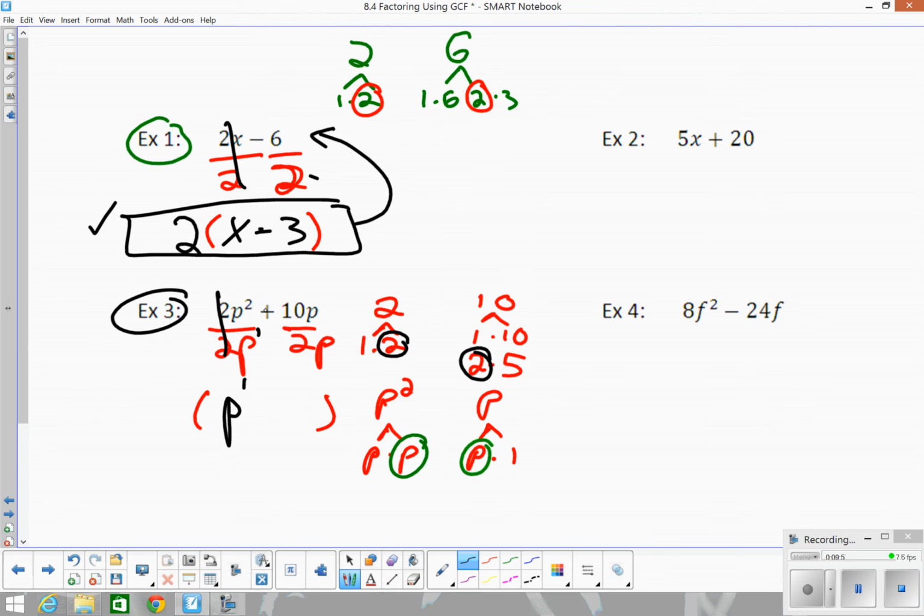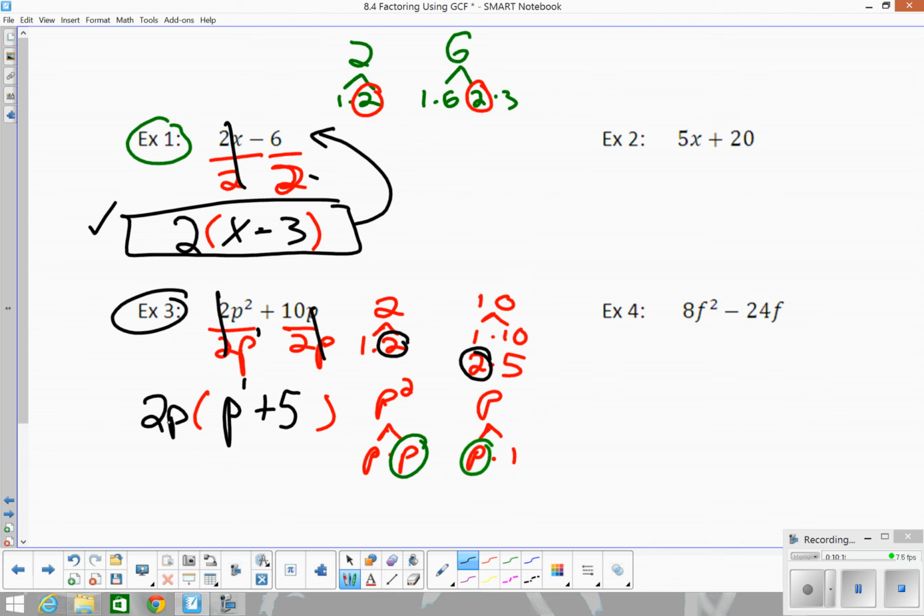Good. Next one, I'm going to have positive 10 divided by 2 is 5. P divided by P is just 1, so I don't even need to write it. Now I'm left with what's in my parentheses. Good. Now what do I have to attach on the outside? On the outside, I'm going to be left with 2P.